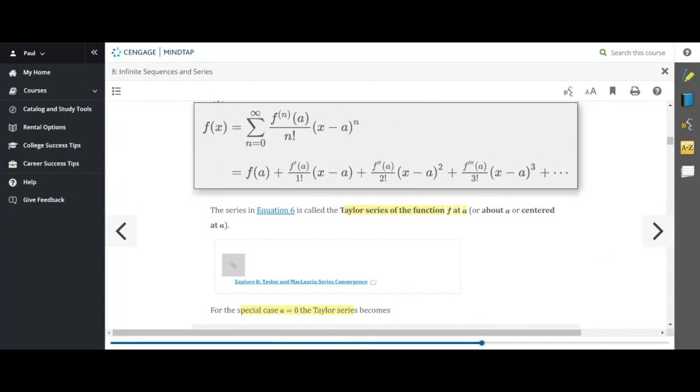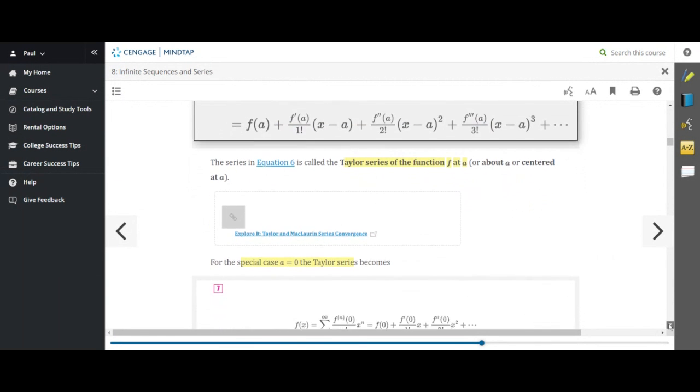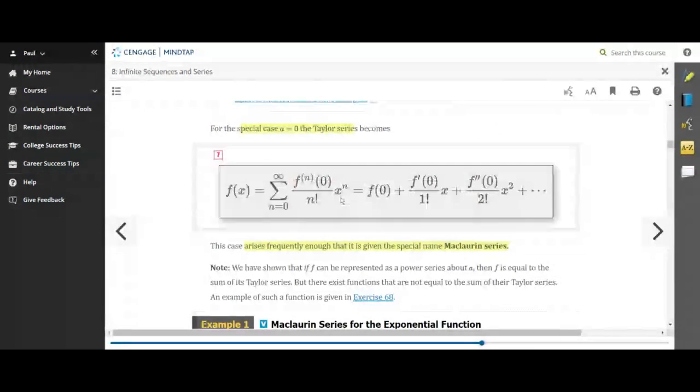Okay, so that's a very general formula. It's called the Taylor series formula, and incidentally, if a equals 0, that's a special case. The special case a equals 0 for the Taylor series gives us what's called a Maclaurin series.